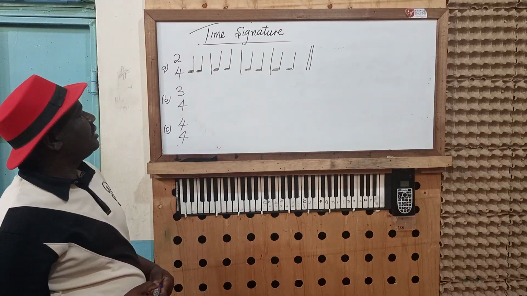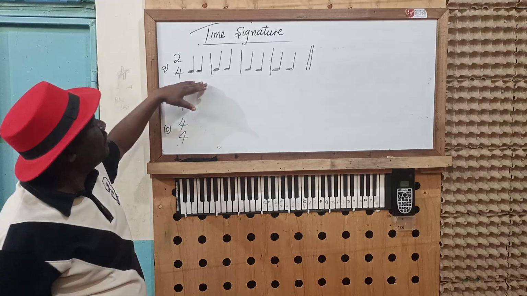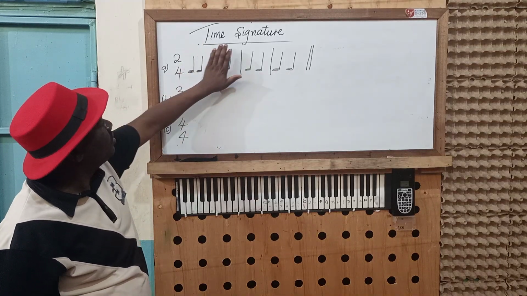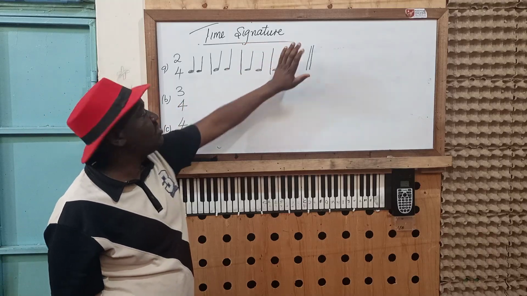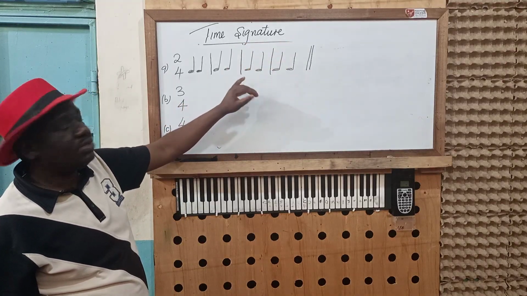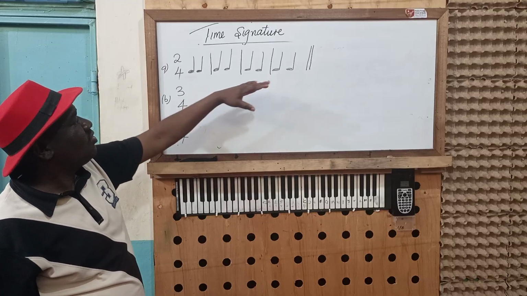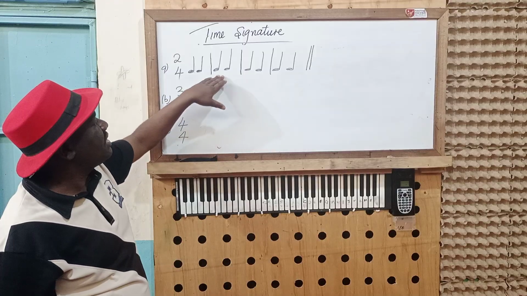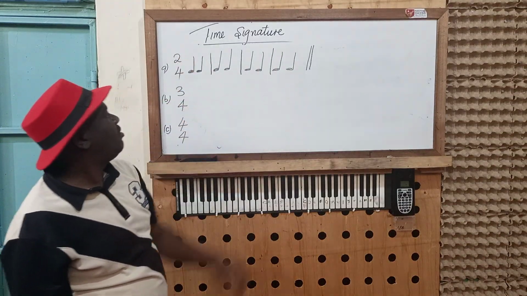All those are crotchets. What do you notice? That this music composition has how many bars? 1, 2, 3, 4 bars. Because you said a bar is the space between 2 bar lines, or a section that carries a certain number of beats. For this case, 2 beats. So bar 1, bar 2, bar 3, bar 4.